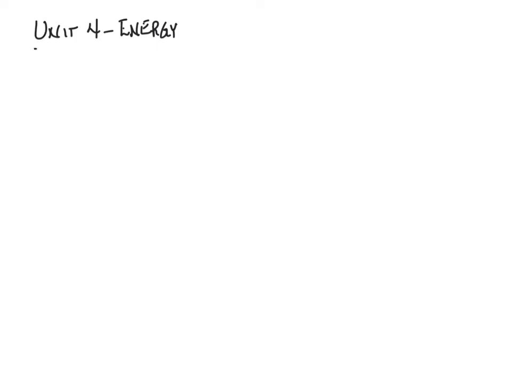Unit 4, energy. Energy refers to the capacity of an object to perform work. We'll get to the definition of work in a moment, but first there are three predominant types of energy, each with their own equation. Kinetic energy, 1/2 mv squared. That m value is in kilograms, like most masses that we work with.